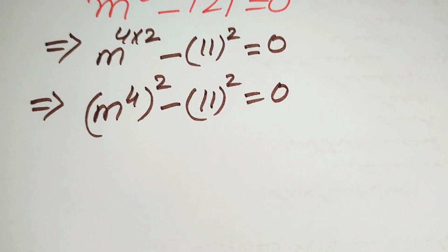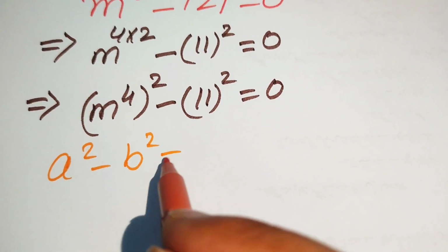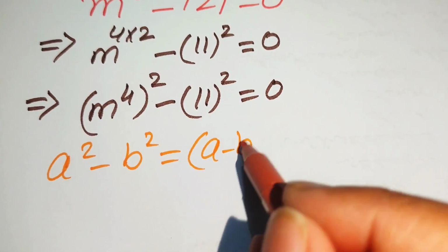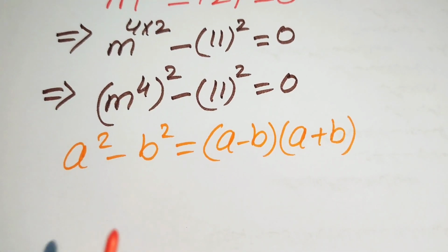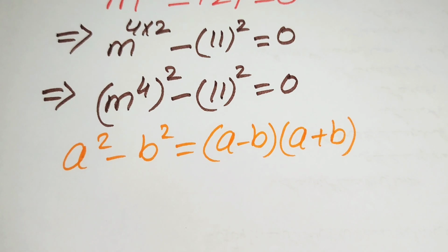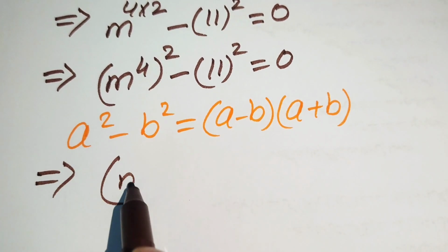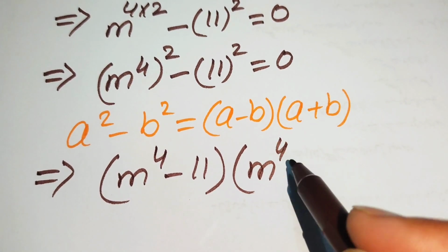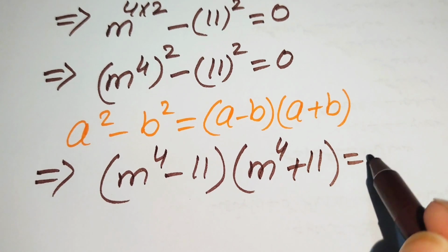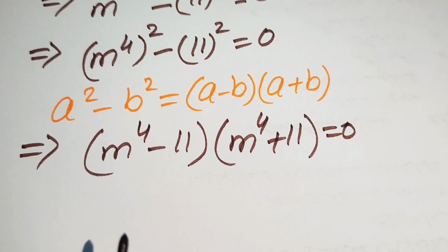Here we use the difference of squares identity, and we know about this identity: if we have a squared minus b squared, it equals a minus b times a plus b. So we use this identity on the above equation, and it will be written in this form: m to the power of 4 minus 11 times m to the power of 4 plus 11 equals 0. This makes the two factors of the above equation.